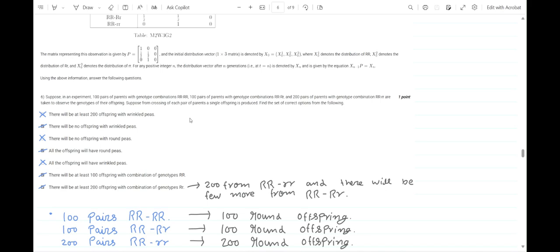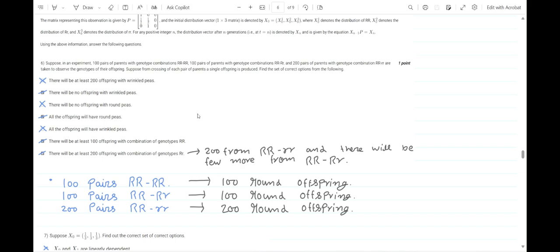The first option says that there will be at least 200 offspring with wrinkled peas. So first, if we try to observe all the genotype combinations here, the first combination is 100 pairs of capital R combined with capital R. In this case, it will produce 100 capital R capital R offspring.